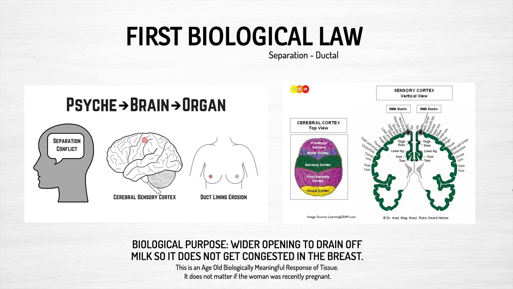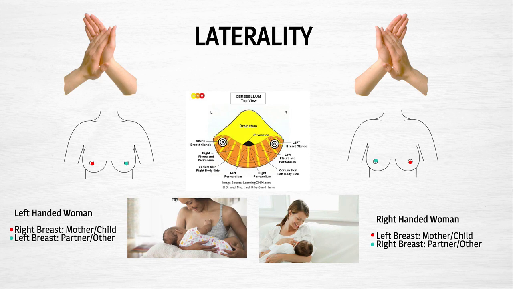And so laterality is also at play in the ductal cancer. So if it is the baby of a right-handed woman, it will be her left breast, the left breast duct that is affected. Or if it is a partner, so in the case of, say, a divorce, it will be, for a right-handed woman, the right breast, and then opposite for the left.